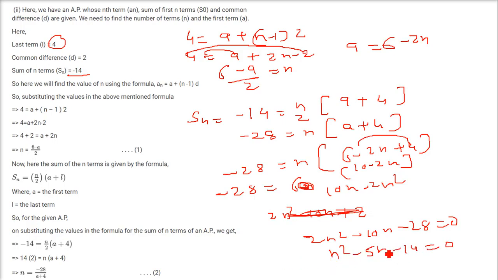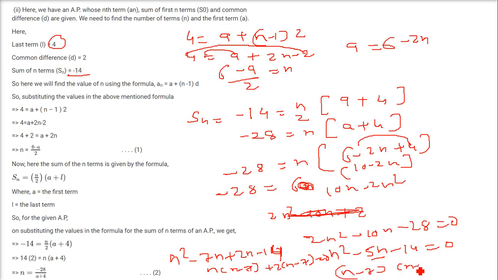Right? What you can do here is, this minus 5n can be written as n square minus 7n plus 2n minus 14. Right? So n minus 7 plus 2 n minus 7 equal to 0. So what do we get? n minus 7 and n plus 2 are the factors, but n is 7 from this one and n is minus 2 from this one, but we cannot take n as negative. n is 7. Now when n is 7, we put it here, a equal to 6 minus 2 into 7.